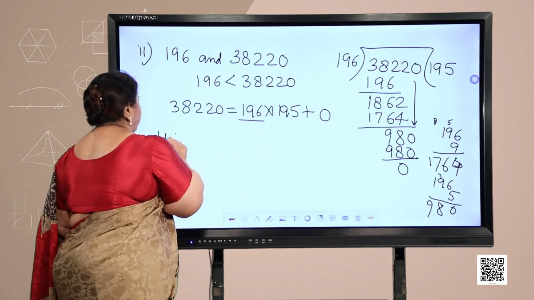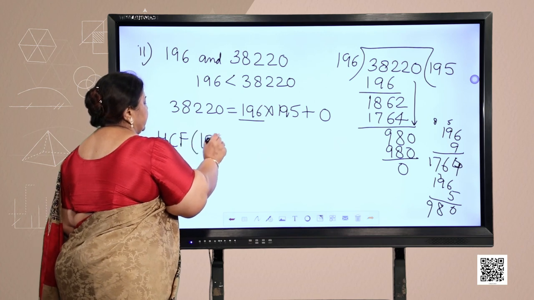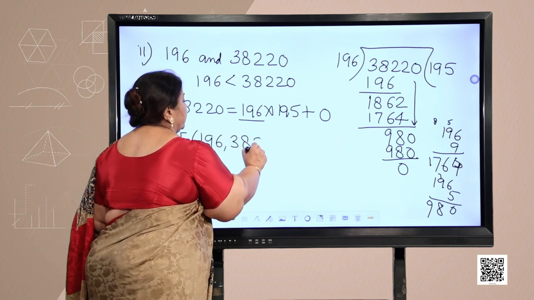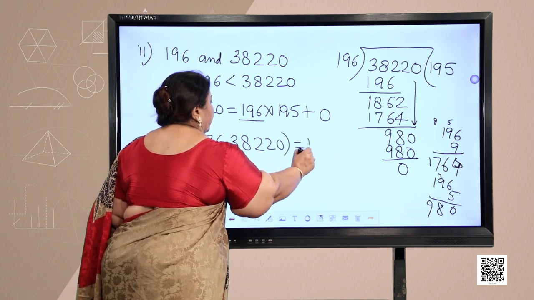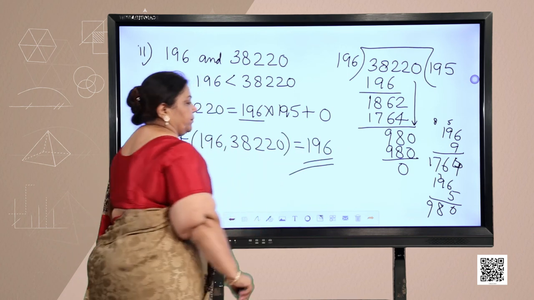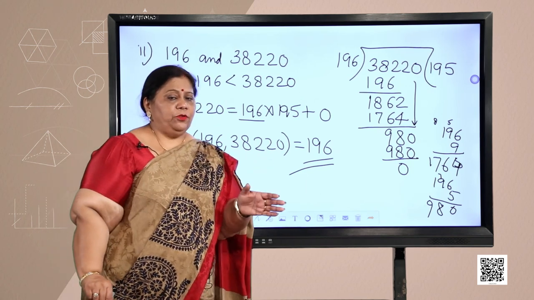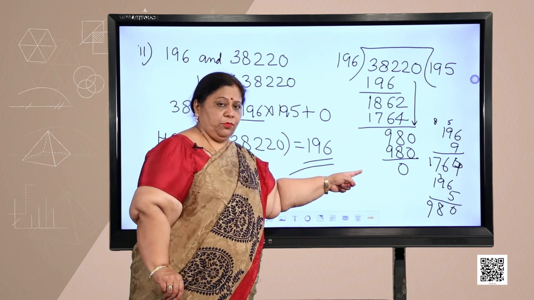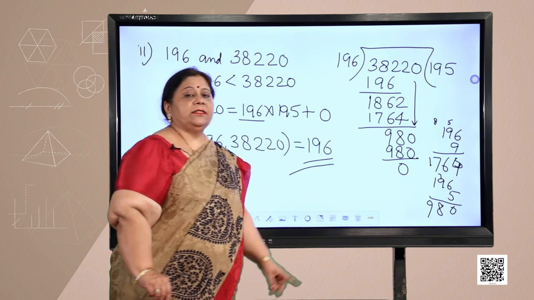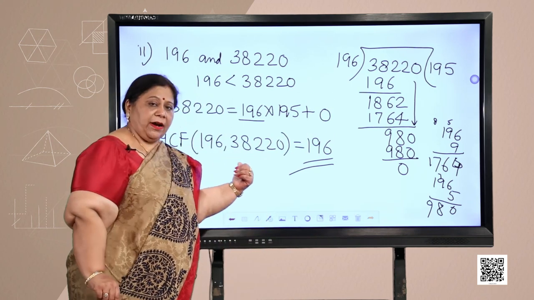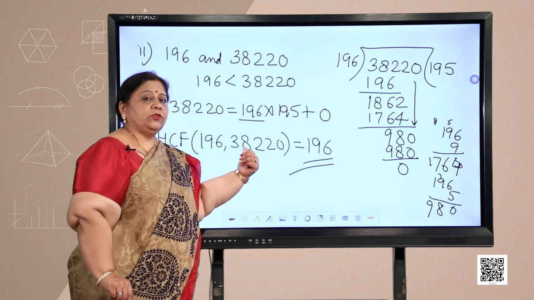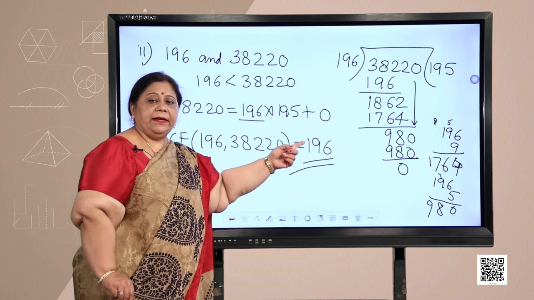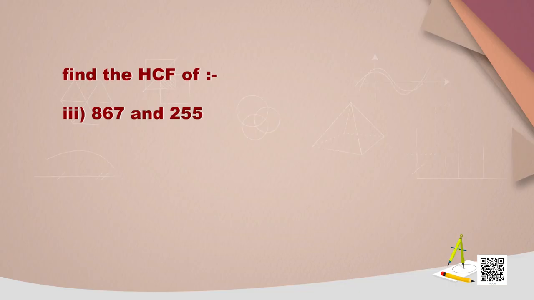So we can write down HCF of 196 and 38,220 is 196. So we have seen, we have to focus on the remainder. In this, we got the remainder in the first division process itself. So the divisor here is 196, therefore the highest common factor of 196 and 38,220 is 196. Let us calculate the highest common factor of these numbers, 867 and 255.